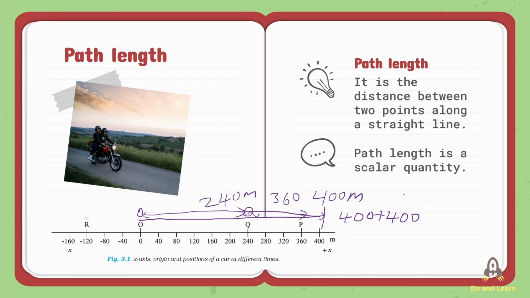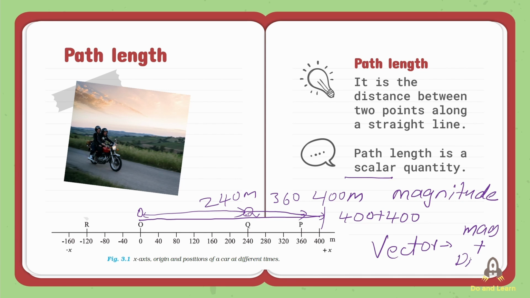So this is a scalar quantity. A scalar quantity means a quantity that has only magnitude. There is another quantity called a vector. A vector means a quantity that has magnitude and direction. We will discuss vectors and scalars in the coming lessons because we are only considering one dimension here.